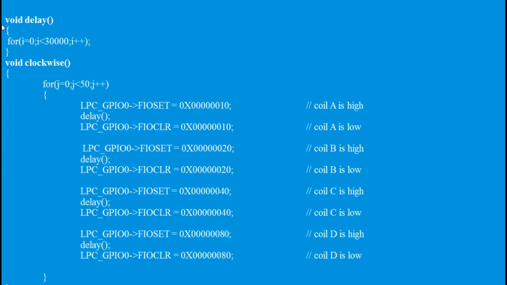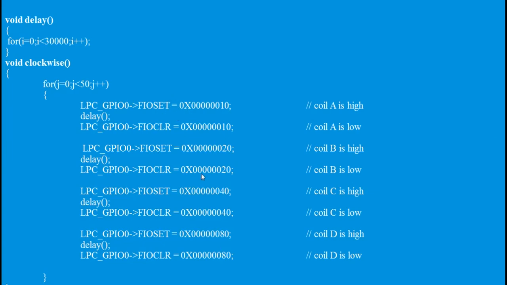So this is a delay routine. Now void clockwise is a function, and this function has 4 repeated sequences. That means you have to energize coil A, then de-energize coil A, then energize coil B, then de-energize coil B. There are 4 sequences, meaning 4 consecutive coils will be energized.